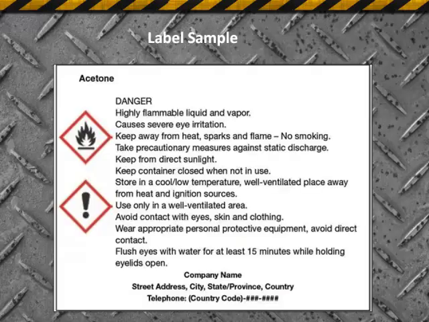All labels will include the following elements: pictogram, to convey specific information about the hazard or hazards of a chemical; product identifier, chemical name or number used to identify the chemical; signal word, alerts level of severity of hazard. This word will either be danger or warning.